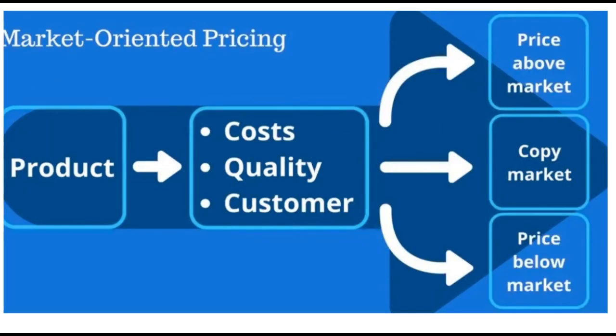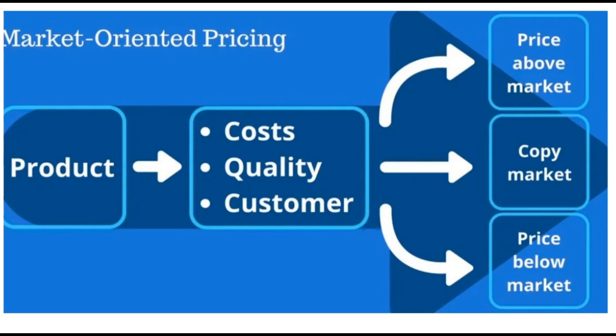The second method is market oriented pricing. You go to the market with your product, you have competitors, and you know your cost, quality, and your customers, right? Then you look at their prices and you can do three methods. You can put a price above the market price or below the market price. If you put it below the market price and give good value, more people will be attracted to you, right? That's market oriented pricing.